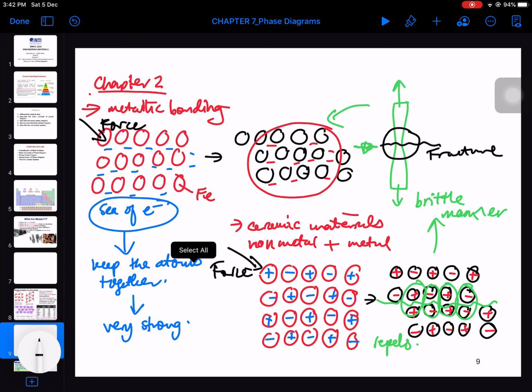So this is the comparison of how the atomic bonding between metals and other materials, such as ceramic, differs from each other, and how it affects the properties of the materials.